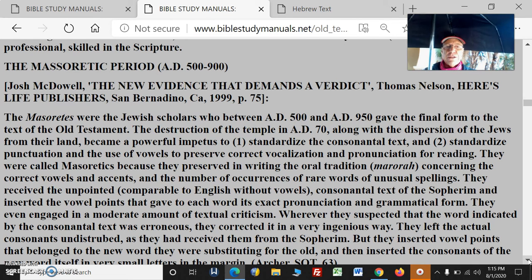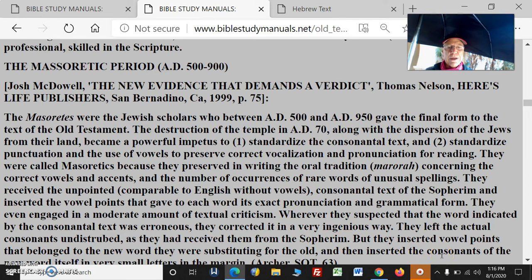And two, to standardize the punctuation and the use of vowel markings, to preserve correct vocalization and pronunciation for reading. They were called the Masoretes because they preserved in writing the oral tradition, the Masorah, concerning the correct vowels and accents, and the number of occurrences of rare words and unusual spellings. They received the unpointed consonantal text of the Sopherim, comparable to English without vowels, and inserted the vowel points that gave to each word its exact pronunciation and grammatical form. They even engaged in a moderate amount of textual criticism.